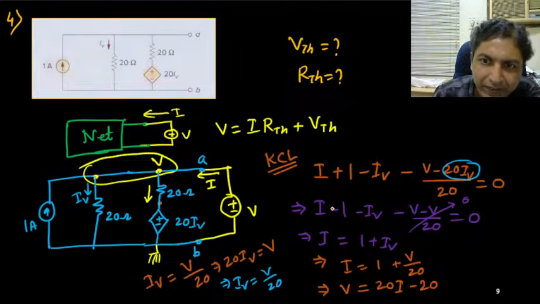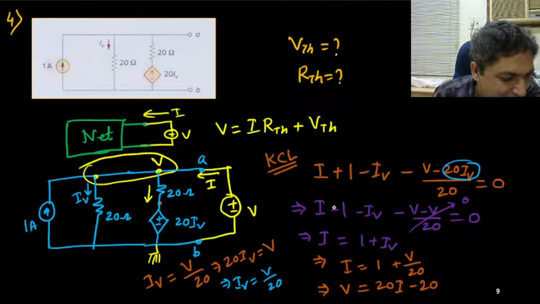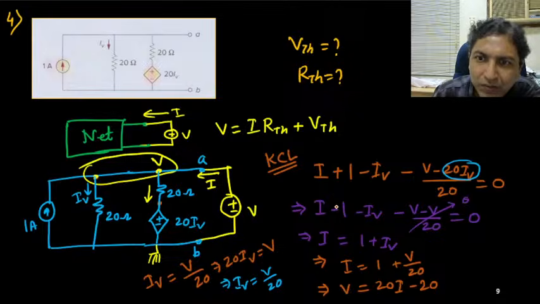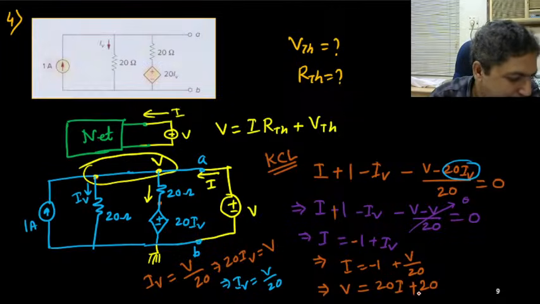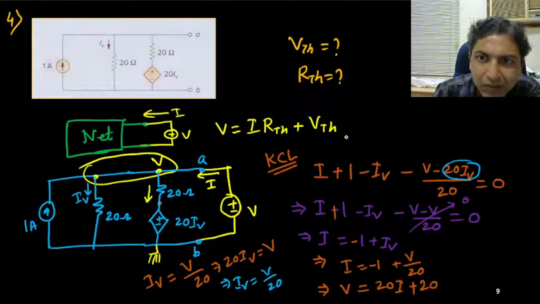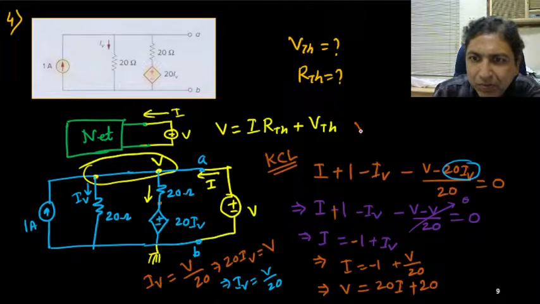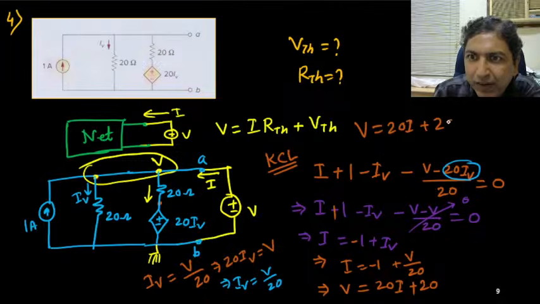I think I have made one sign mistake here. Is it right? This was positive plus sign. So this is negative sign. It is negative sign. Otherwise you will be getting negative voltage. Okay, that is not thing. Is minus. So this will become positive. Am I correct? So what is this equation? V equals to 20I plus 20.